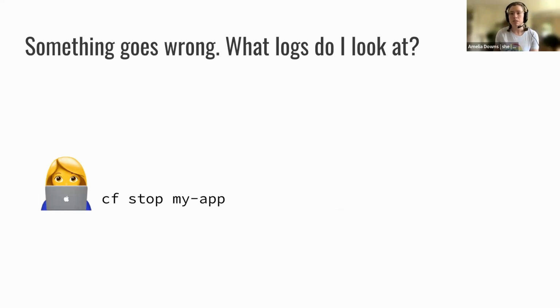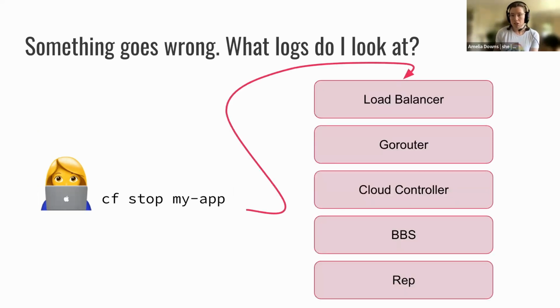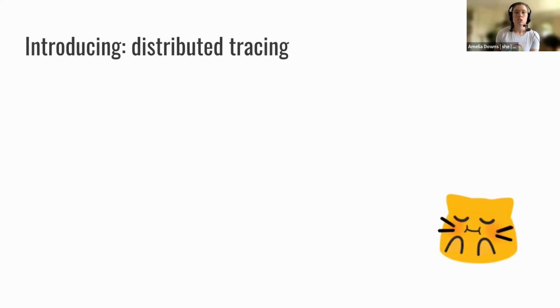Let's say our developer runs CF stop on her app. How would you debug if something went wrong? Given that I've worked on Cloud Foundry for over 7 years, I know that the path that traffic takes is first it hits the load balancer, then it goes to Gorouter, then to the cloud controller, then to the BBS, and then to the rep. So if something went wrong, I would look in those logs first. However, I would not expect every CF user to know this off the top of their head, which is why I would like to introduce distributed tracing.